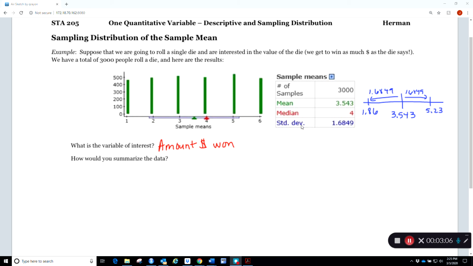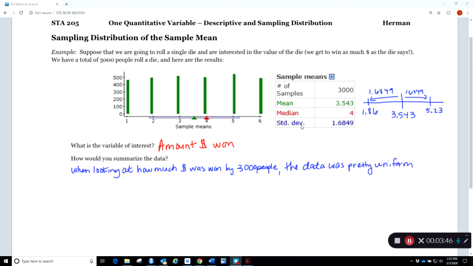So what would this look like? So then, when looking at how much money was won by our 3,000 people, first, I'll start with shape. So the data was pretty uniform, with no outliers.